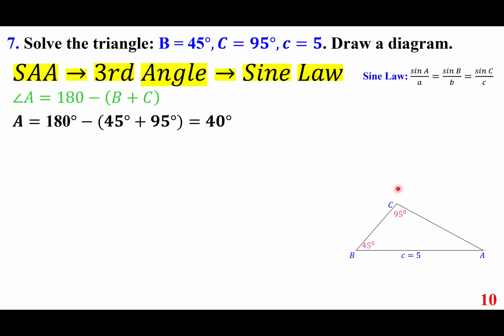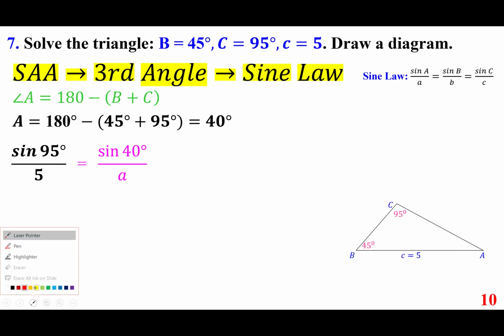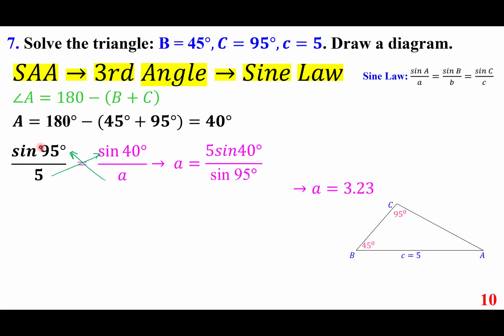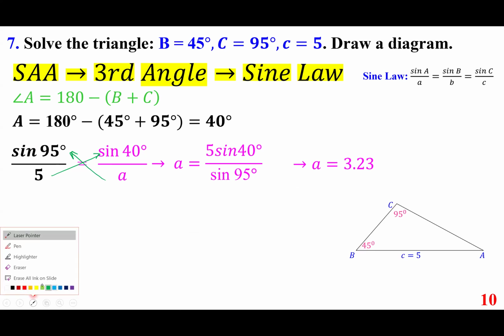Since we have these two, of course, we are going to use them first. These two are known. This is known now. Use any of them, for example, sine of 40 over a. So cross product will do the job. So a would be 5 times sine 40 divided by sine 95. You put it into a calculator, and you find the value of a to be 3.23. Let me just write that again. I want to make sure everybody is comfortable with that. So we have lowercase a here, lowercase b here.